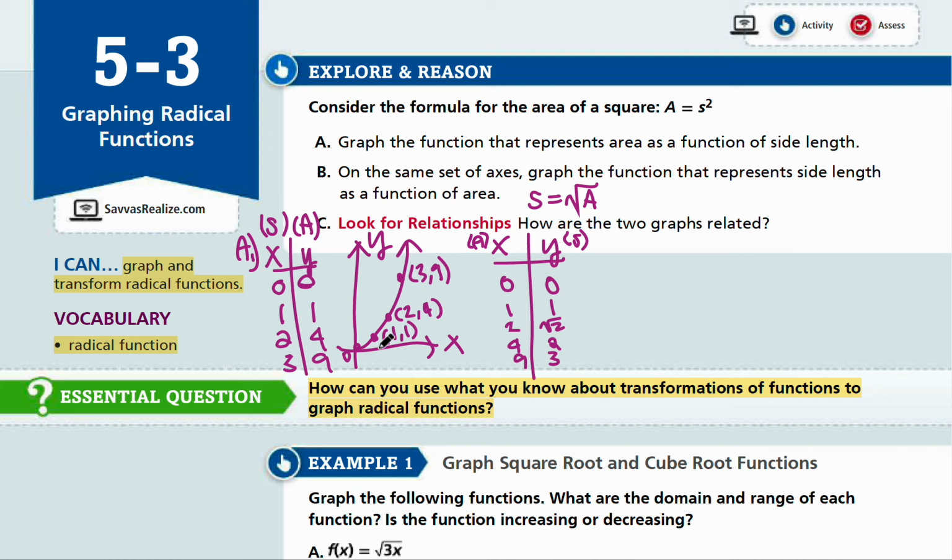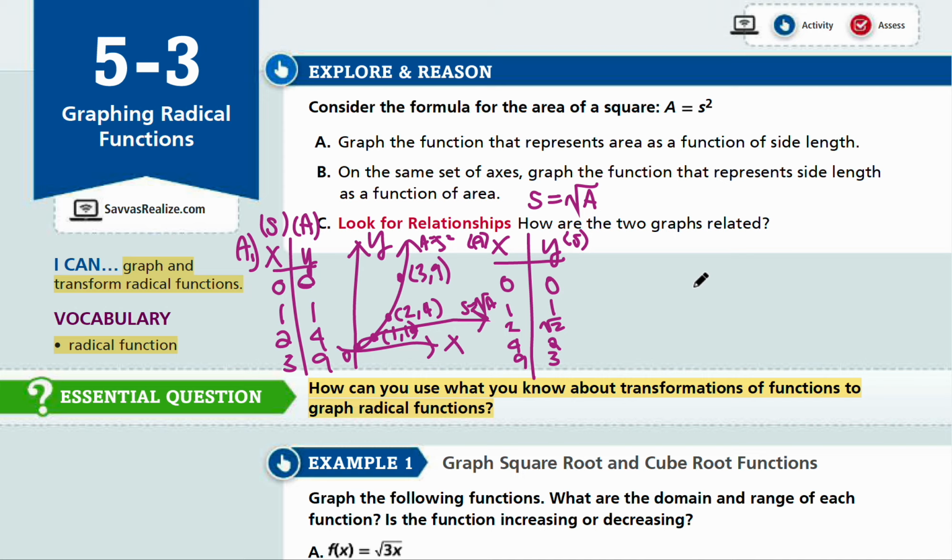And so in the same graph, try to picture this. 0, 0 and 1, 1 are going to go through the same point. 2, root 2, so it's a little bit bigger. But 4, 2, right? So then it's going to be here already. 4, 2, then 9, 3. So you'll see a graph that looks like this. Okay, so the first graph, this one is a equals s squared, and this one is s equals root a graph.